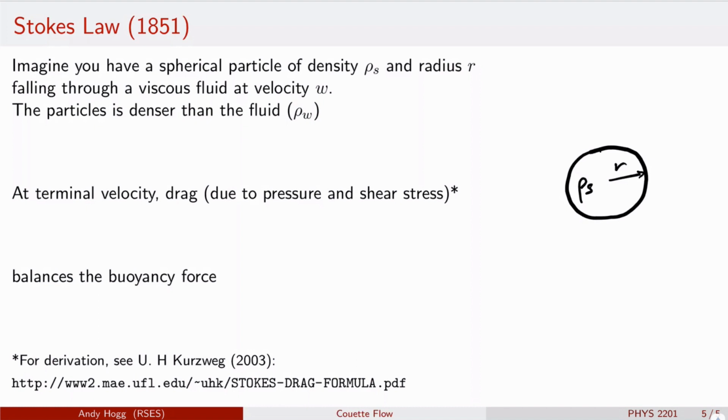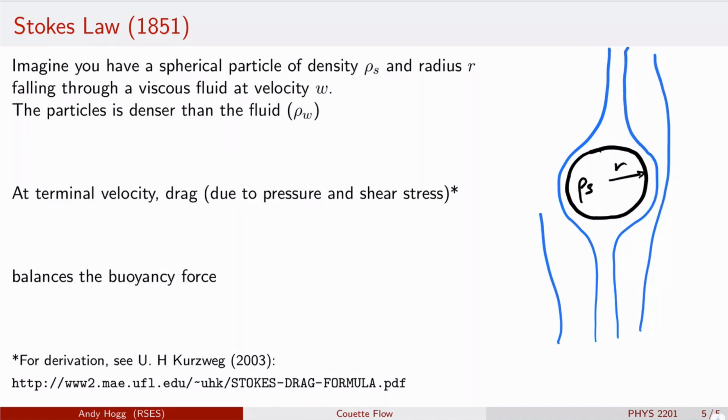Now viewed in the frame of the particle, the fluid outside the particle is flowing past it following streamlines which look something like these blue lines here, and we're going to assume this fluid has a density of rho w. So the first thing we do is we look for the density difference between the particle and the fluid, and this is going to be written as delta rho, which is rho s minus rho w, and we're going to assume this is greater than 0 so that the particle is falling under its own mass.